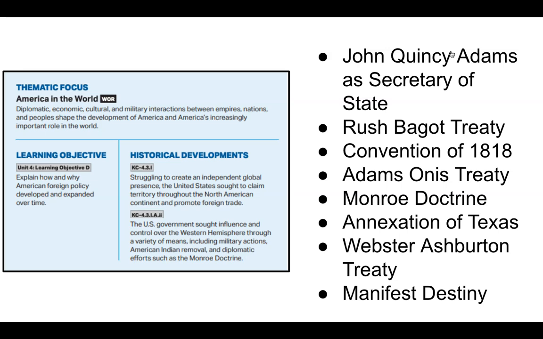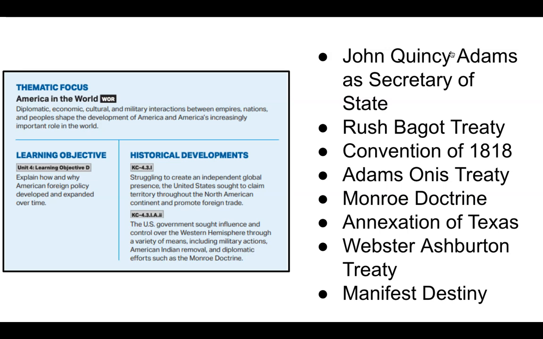John Quincy Adams is the Secretary of State under James Monroe. James Monroe is our 5th president of the United States. And John Quincy Adams is a lifelong diplomat who had been trained by his father and his mother to be a diplomat. And he's going to help solidify the form and the shape of the United States that you know of it today.